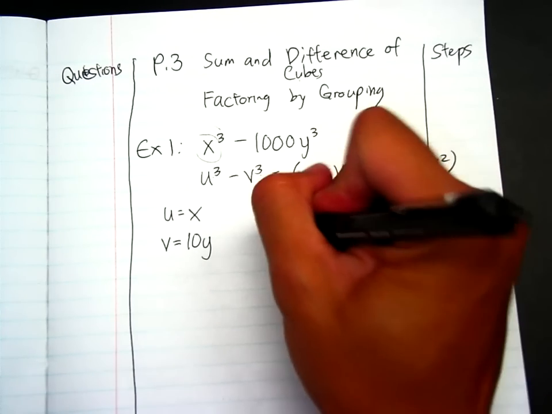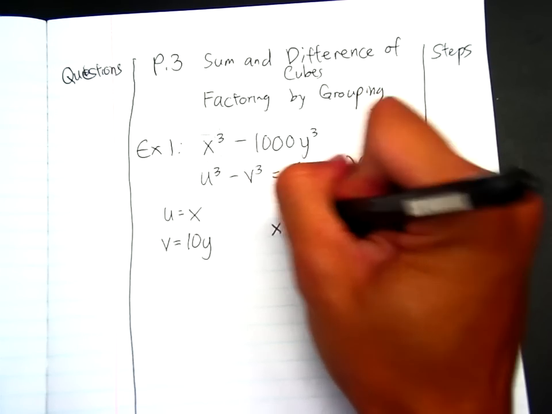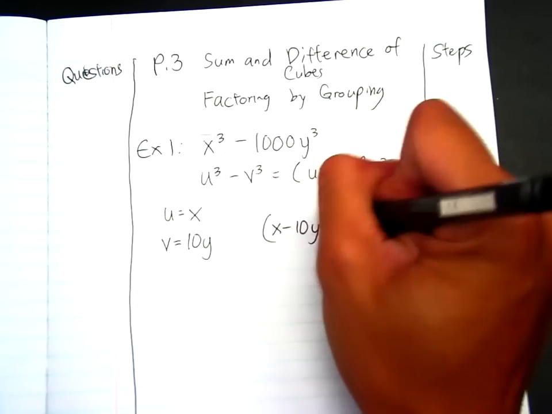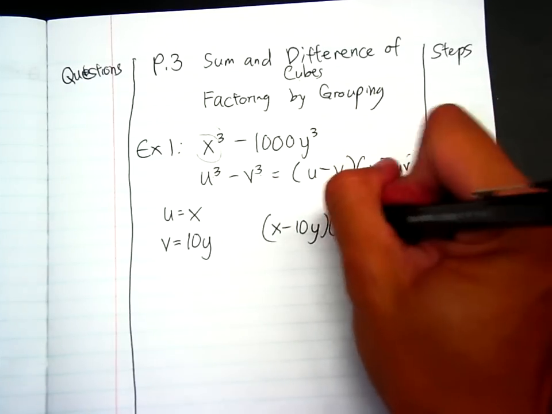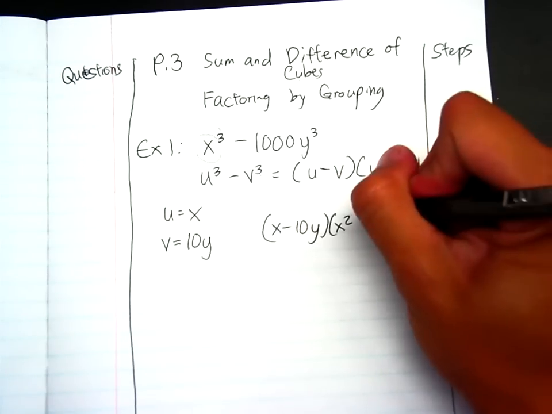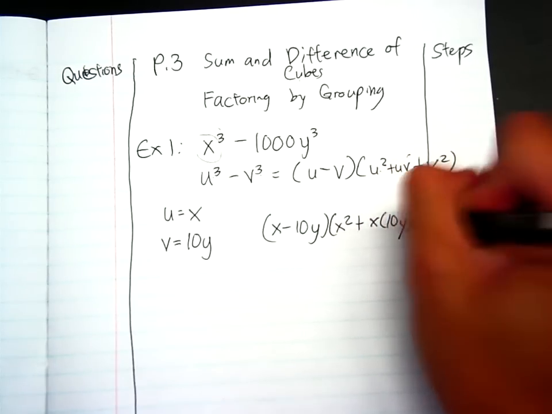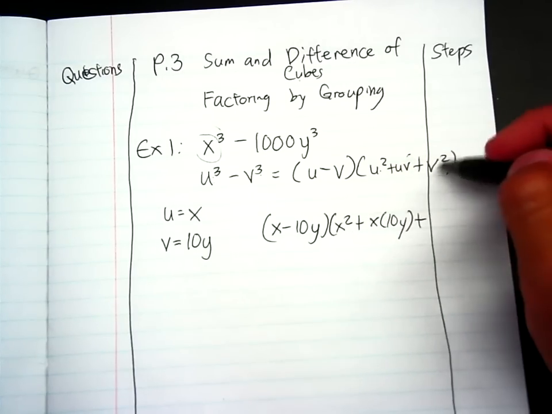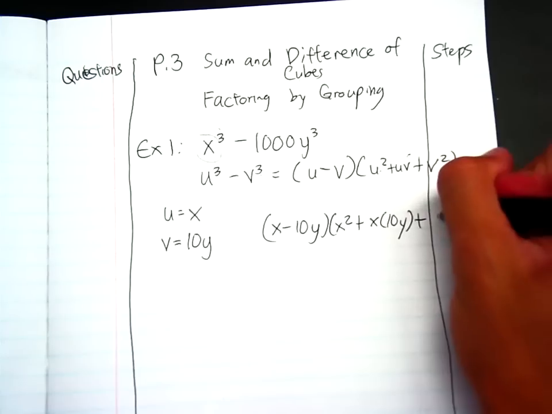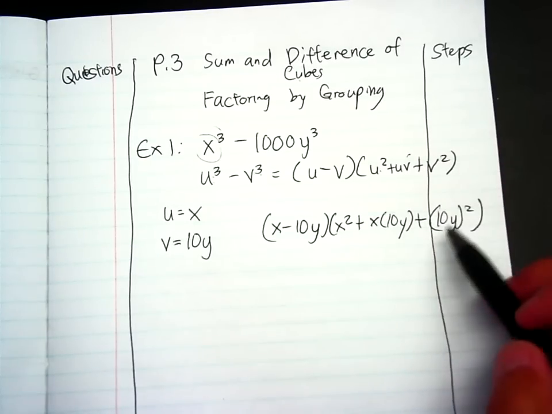So since it's u minus v, it will be x minus 10y times, well, u squared, since u is x, it's x squared, and then plus u times v, so x times 10y, I'll simplify later, plus v squared. So v is 10y, and I'm going to square that. Make sure, that's very important, that you square both the 10 and the y.